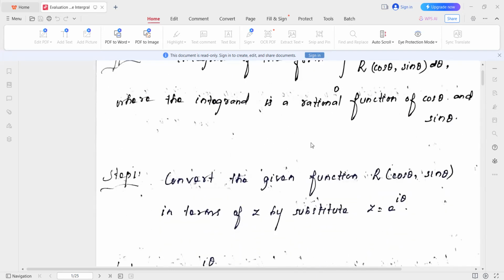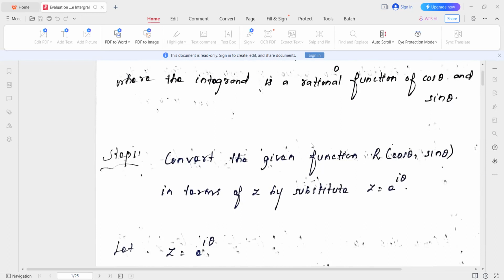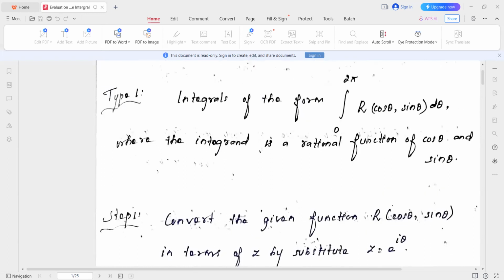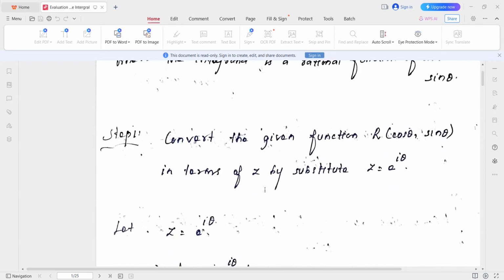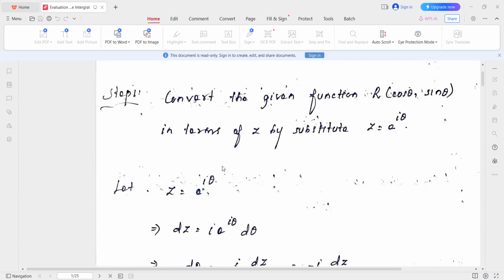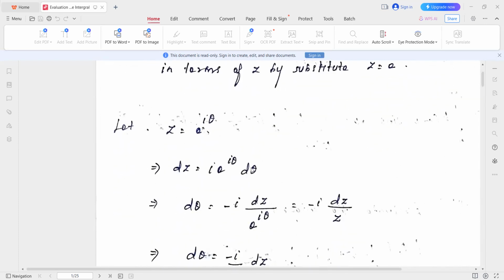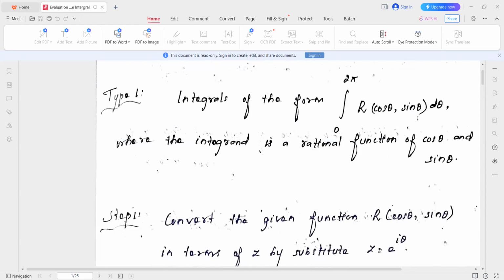There are 3 steps to find the value of this integral. Step 1: first note that the given integral is in polar coordinates, so first we change the terms into Cartesian coordinates. Convert the given function R of cos theta comma sin theta in terms of z by substituting z equal to e power i theta. Now what values do we need? The values of cos theta, sin theta and d theta.